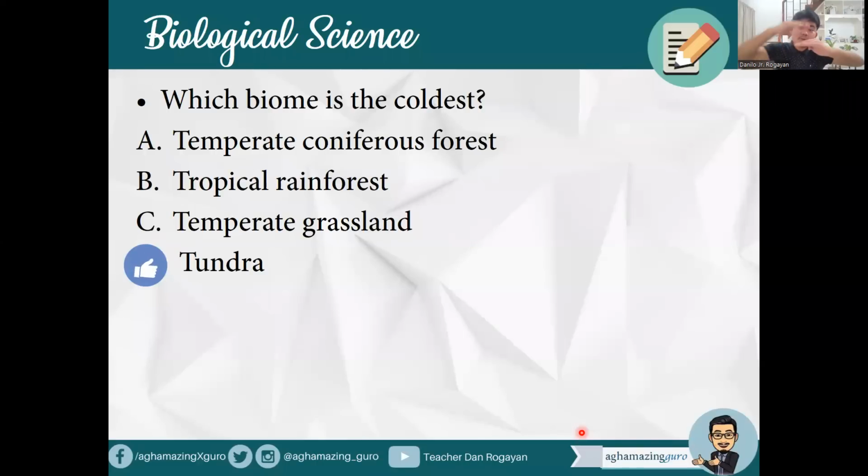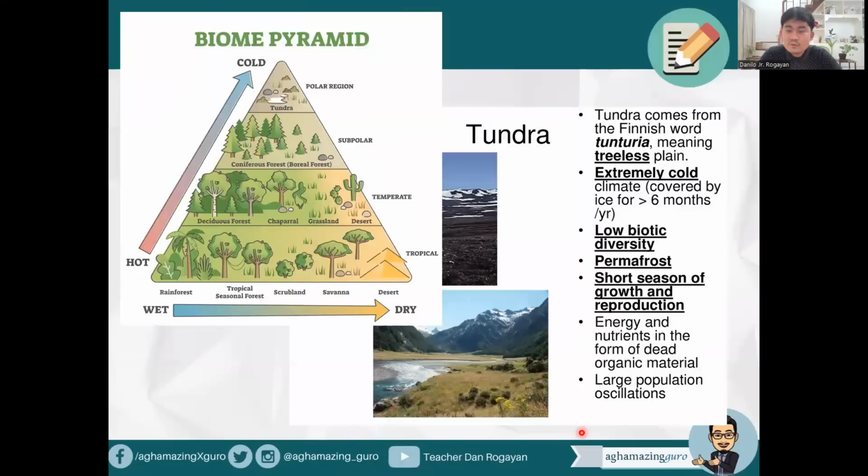Yes, we are part of the Tropic of Cancer, Equator, Tropic of Capricorn. Okay? So kaya tayo tropical rainforest. Ayan. Tundra comes from the Finnish word tunturia, meaning treeless, extremely cold climate covered by ice for less than 6 months per year, no?